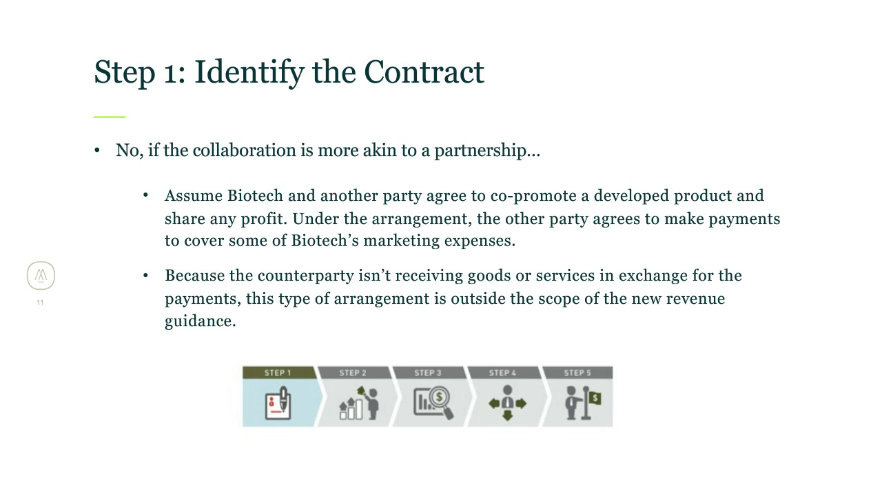So if you and another party agree to co-promote a product and share any profit, and the other party pays you to cover some of the marketing expenses or some of those things, but they're not receiving the goods or the services, then this is actually outside of the scope of the new 606 RevRec guidance. So again, it's interesting to see how some of these things can get blurry. And so I think that's really important as we think about the contract.